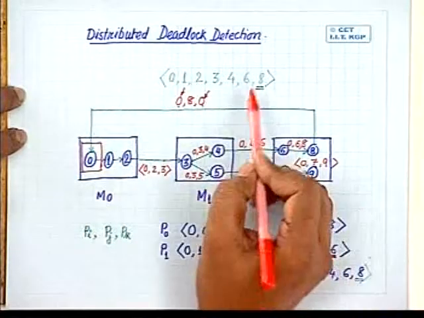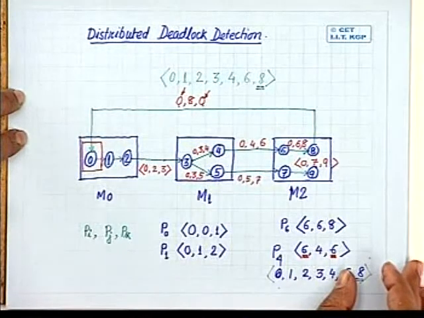So one of the methods, deadlock detection and recovery, we have just discussed, and how it can be done in a distributed system. Now let us see whether deadlock prevention can also be adopted for a distributed system or not.